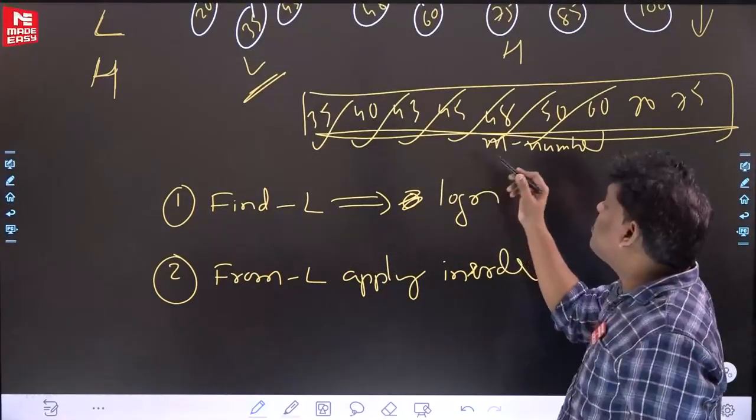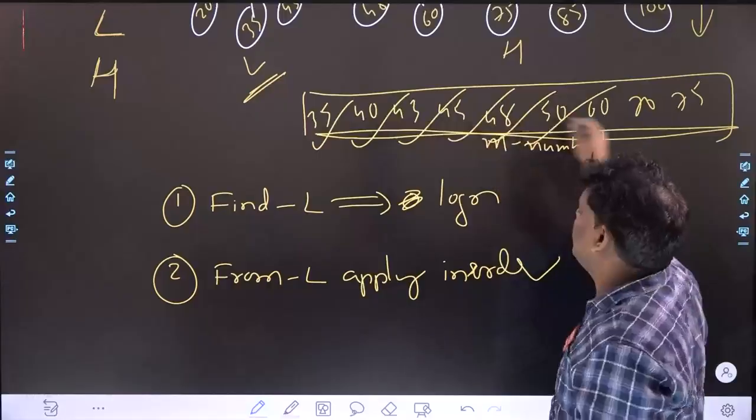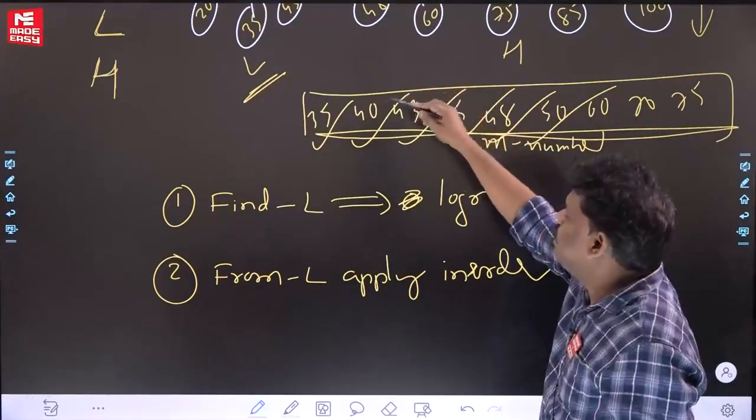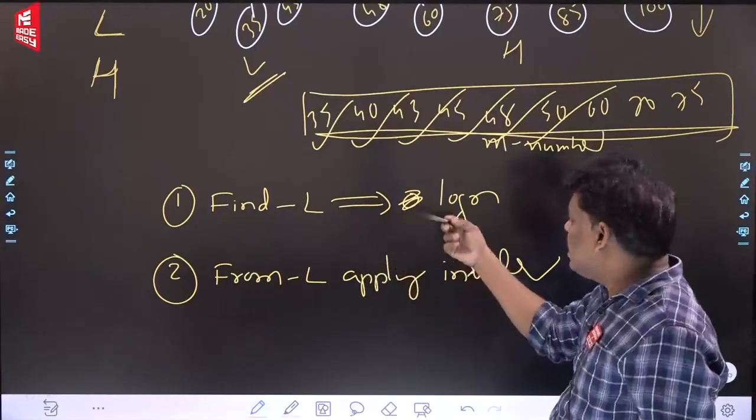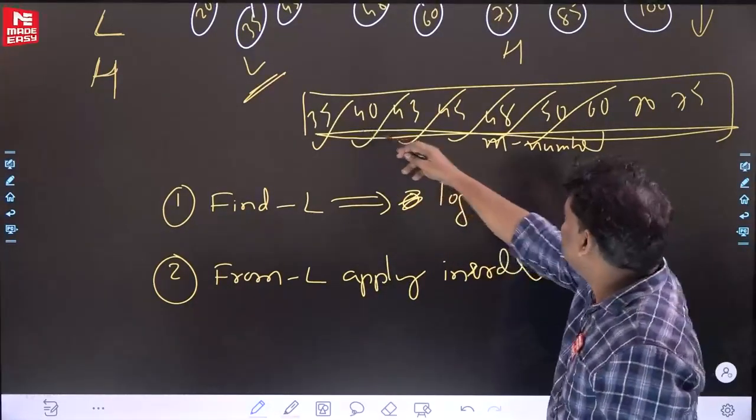So from L, meaning from 35, you will get the ascending order, because in a BST, in-order traversal gives ascending order. So from L, meaning from 35, apply in-order. From 35 onwards you will get the ascending order.